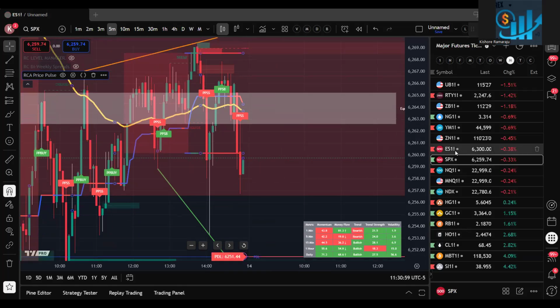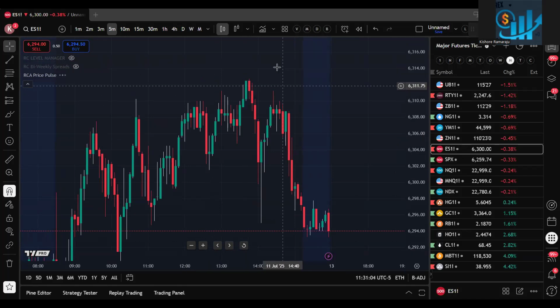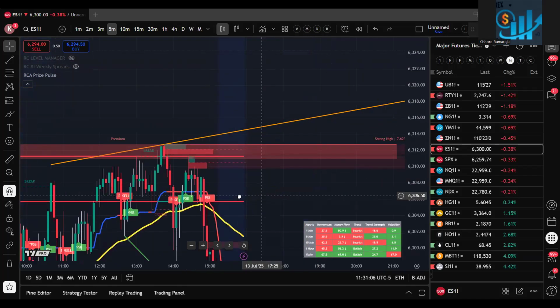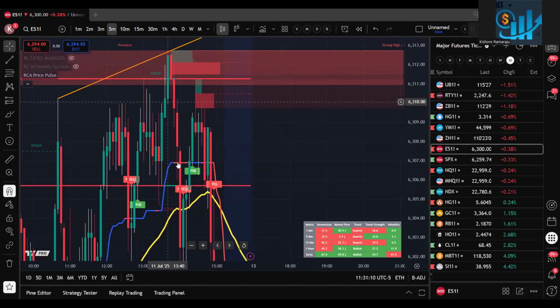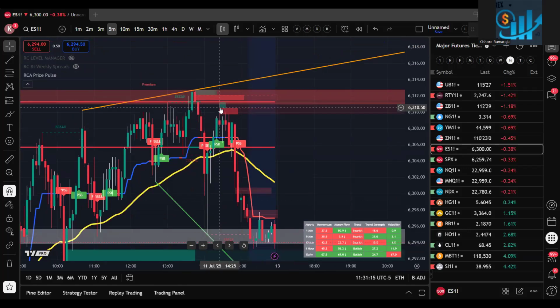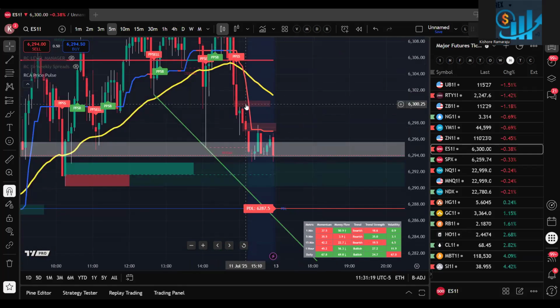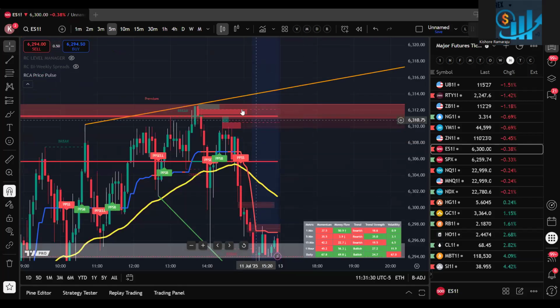You can use it on ES, right? Same thing happened. ES went and touched the sell block. You have a major sell block here. It touched the sell block, came all the way down, and then did a pullback, again touched it, again came all the way down, again it went, touched the small sell block, again dropped, touched the small sell block, again dropped. These are the fair value gaps, or you can call them small sell blocks. This is the major sell block.